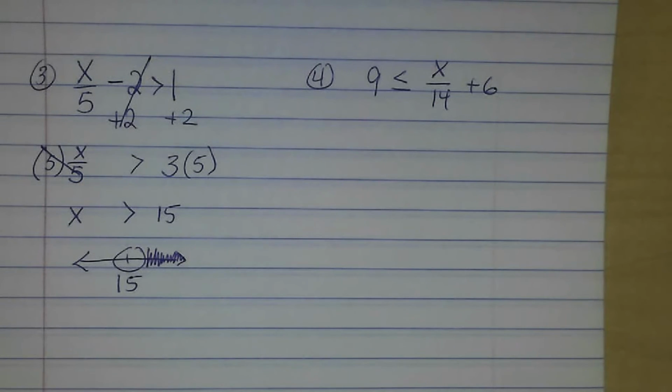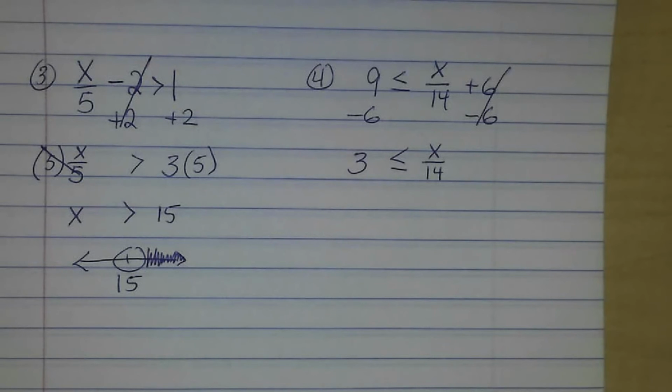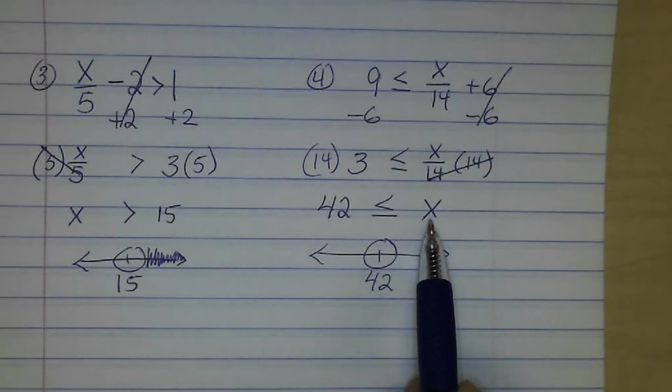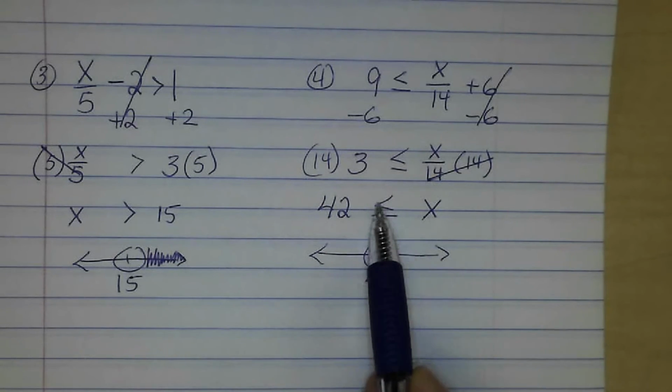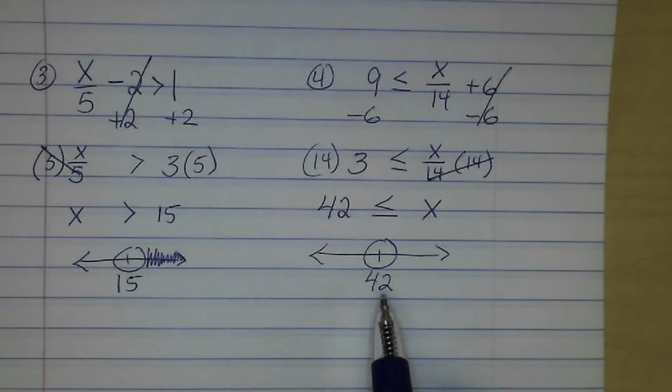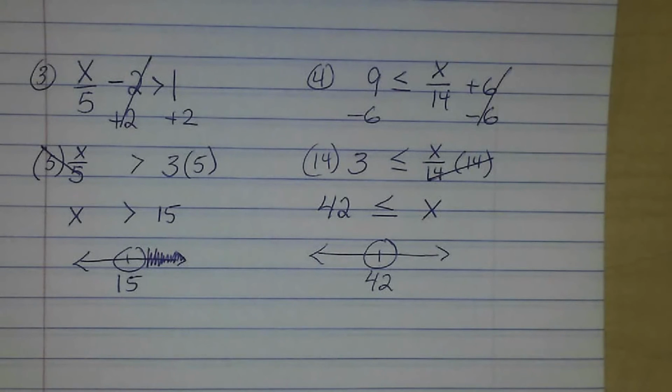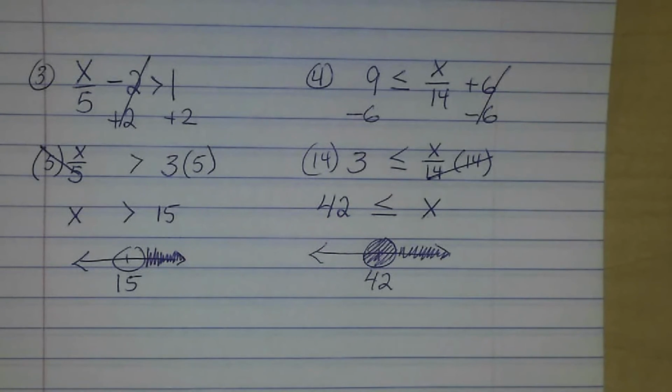Next one. The variable's on the right. The constant is 6. The opposite of plus 6 is minus 6. The 6's cancel. The opposite of dividing by 14 is multiplying by 14. Because I multiplied by a positive number, the inequality symbol stays the same. Now for our number line. 42 is less than or equal to x, or if I read it this way, x is greater than or equal to 42. Since it's equal, I shade in the bubble. Since x is greater than, I shade in the right-hand side.